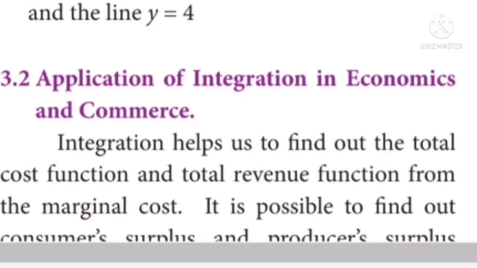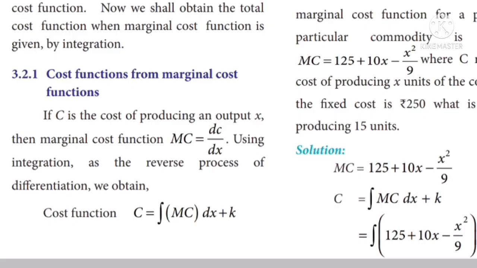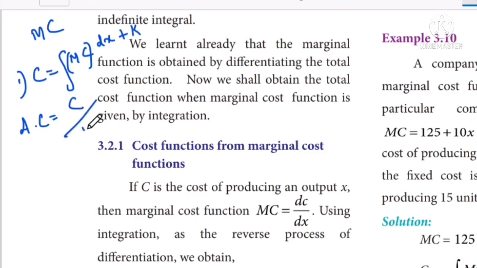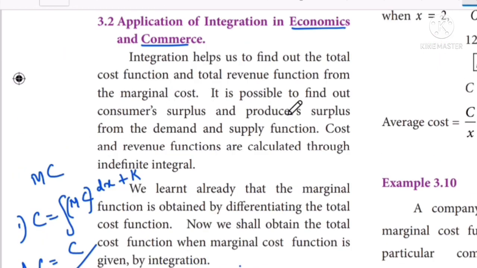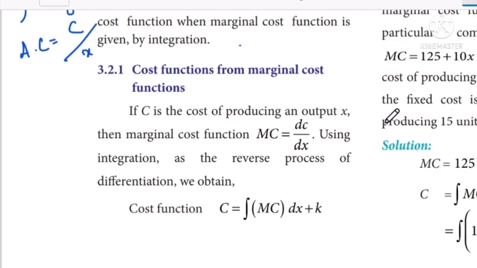Now we will move on to the next exercise, application of integration in economics and commerce. How to find the cost? The marginal cost will be given. What is the cost function? Integral of marginal cost dx plus k. So the cost function is the integration of the marginal cost dx. What is the average cost? Average cost is the cost function divided by x. So the cost is the integration of marginal cost and average cost is c by x.